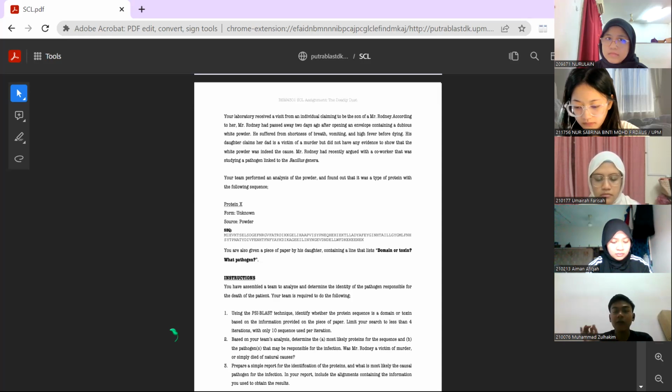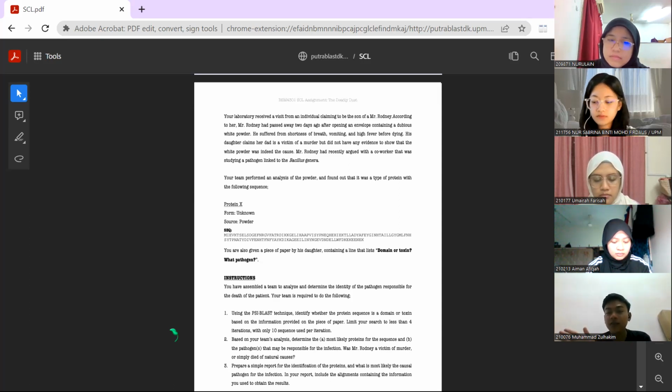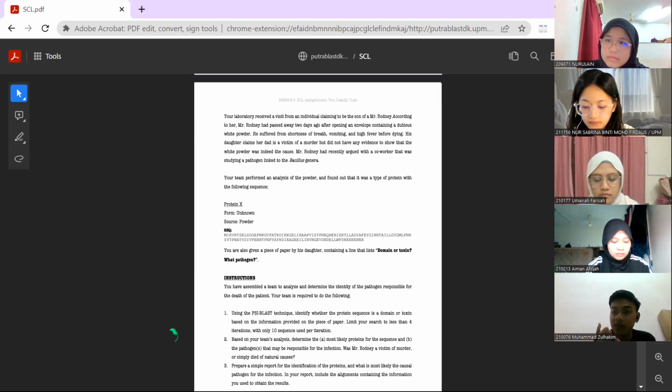To top it all, we were able to correctly identify the protein sequence as a domain rather than a toxin using the SciBlast method which I mentioned before. The SET domain-containing protein lysine methyltransferase is the protein most likely to be associated with the given sequence, according to our team's thorough analysis. Furthermore, given its known traits and Mr. Rudney's symptoms, which included shortness of breath, nausea, and high fever, Bacillus cereus is a pathogen that may be to blame for the infections.